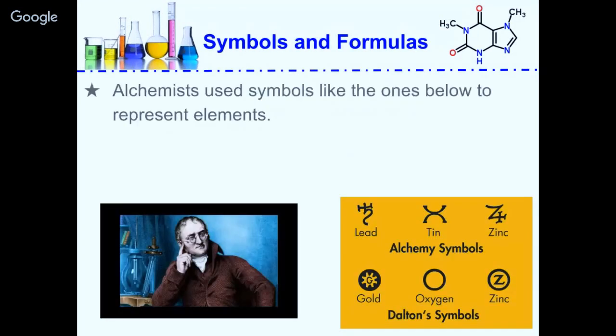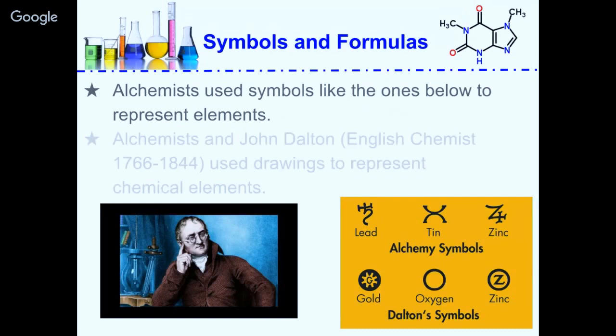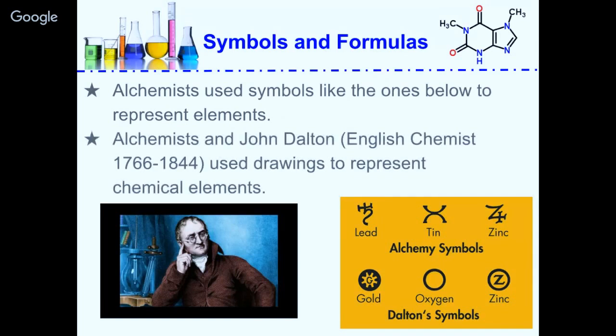Back in the early stages of science, alchemists used symbols like the ones below on the right for lead, tin, and zinc to represent elements. The alchemists and John Dalton, an English chemist who lived from 1766 to 1844, used drawings to represent chemical elements, like on the bottom: gold, oxygen, and zinc.